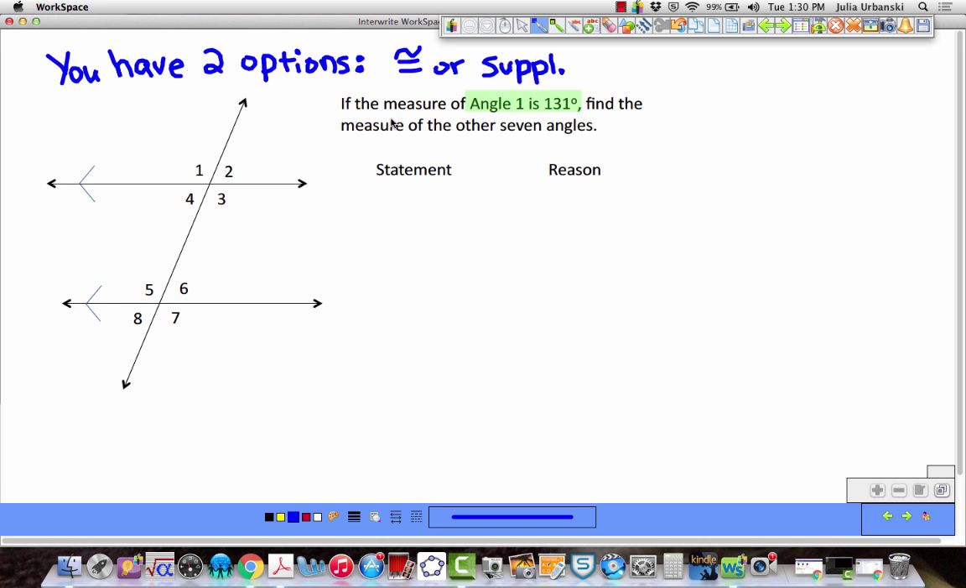Alright, so looking at this one. Measure of angle 1 is 131. Put that in your picture. 131. Now, they ask us to find the other angles. So I'm going to actually start off with measure of angle 1. I'm going to say it's 131.